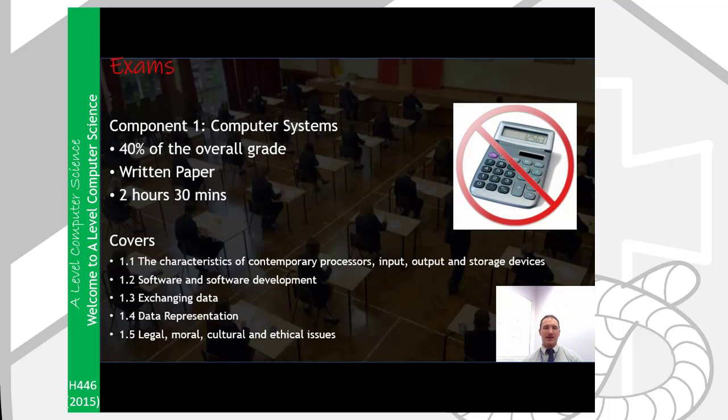And then finally, legal, moral, cultural and ethical issues. Just to go back to data representation, I'm not expecting you to get a 9 in maths. I'm just expecting you to be able to cope with some of the complex algebra expressions. That's all. And then obviously legal, moral and ethical issues would be similar to those that we studied at GCSE. So that is 40% of the grade.